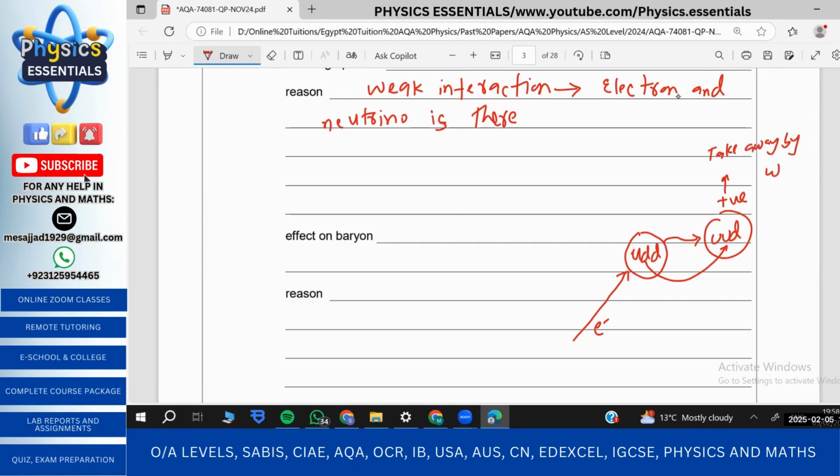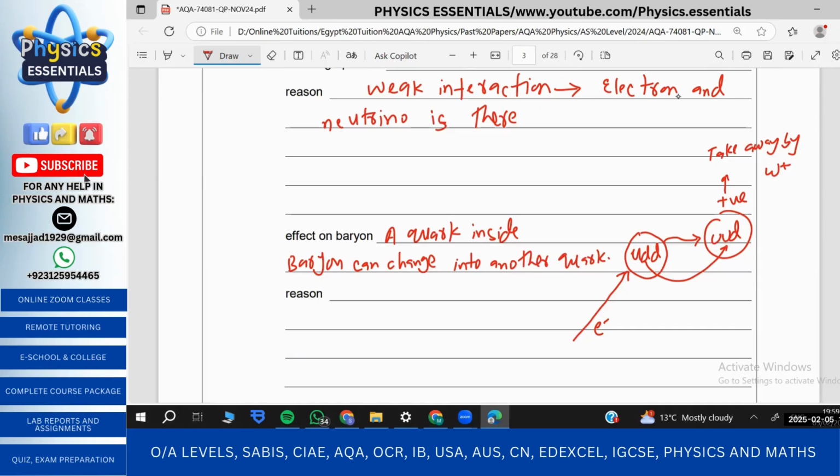away by the W boson, right? W plus boson. Therefore, it is W plus, not W minus, because the additional charge has to be taken out by the boson. Okay, so we will say that effect on baryon. We will write that a quark inside a baryon can change into another quark. Okay, right?